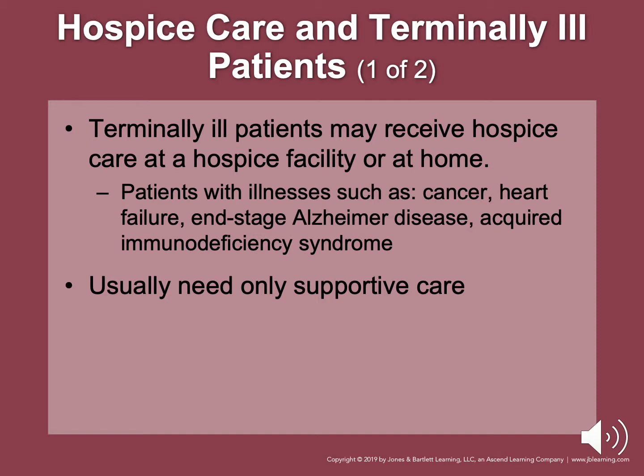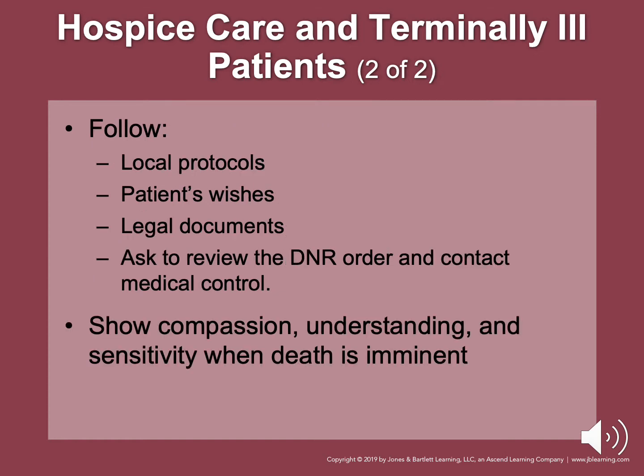If called to a facility that provides hospice care, you need to follow your protocols, patient wishes, and legal documents such as the DNR, living will, or durable power of attorney, and most forms are also valid in the state of North Carolina. Even if a DNR order is in place, family members may not understand what to do or may not be ready to face the death of a loved one. So obtain a thorough history and compassionately discuss the patient's wishes. Ask to review the DNR order and contact medical control if needed.